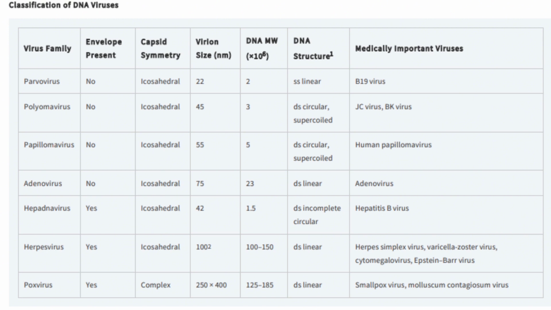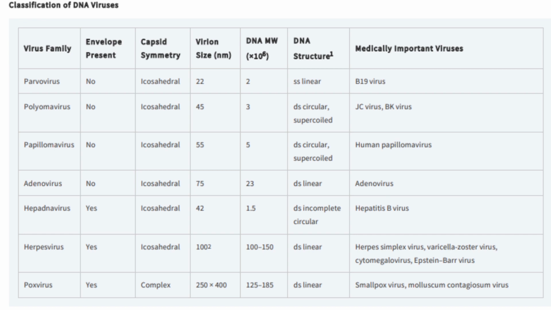And now the medically important viruses. I told you that I will explain examples of the viruses. Parvovirus includes B19 virus, and polyomavirus includes BK virus and JC virus. Papillomavirus, human papillomavirus, is the only example in this family. Adenovirus also has only adenovirus. Hepadnavirus is the hepatitis B virus. So hepatitis B virus is a DNA virus. All other hepatitis viruses A, C, E are RNA viruses.